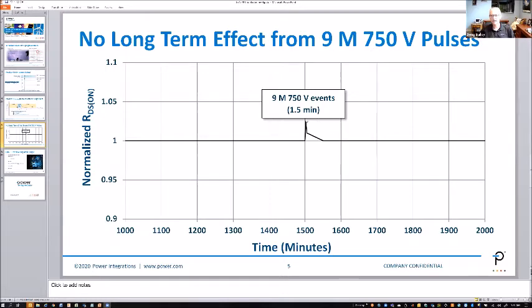I was intrigued by Alex's comment earlier about it being a false recovery. What we ought to do the next time we run this test is hit it again and see if it has a similar profile. But from our point of view, this is like a 2.5% effect at rated voltage, and then it goes away.